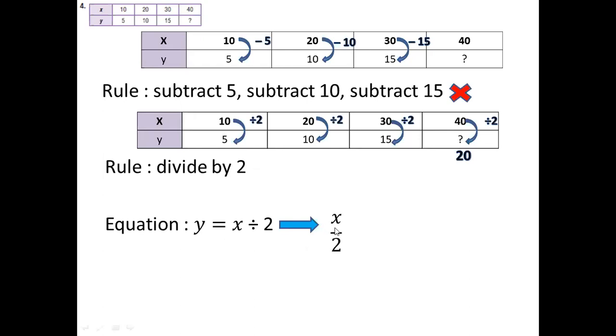y is equal to x divided by 2 means x over 2, which is also considered as divide. So you can also write y is equal to x divided by 2 this way, or you can also say y is equal to x divided by 2 this way.